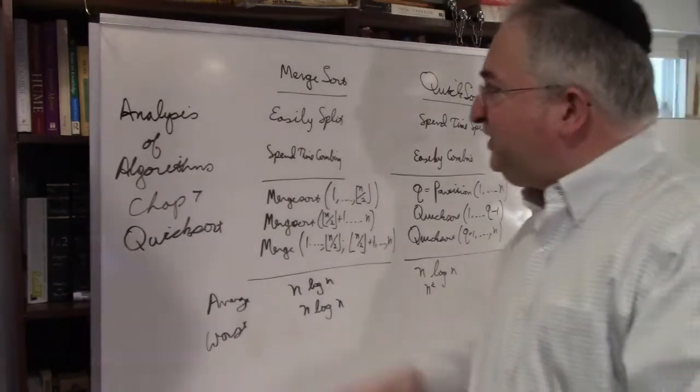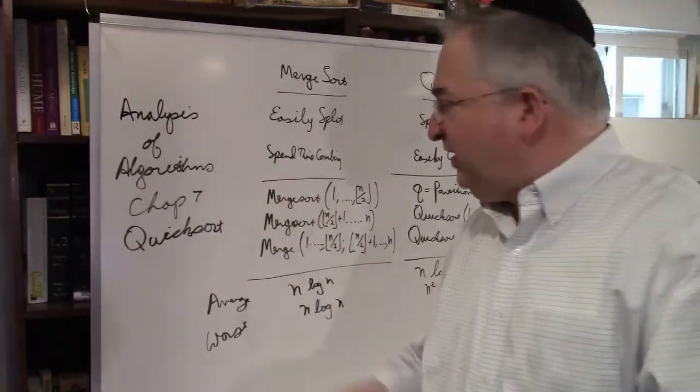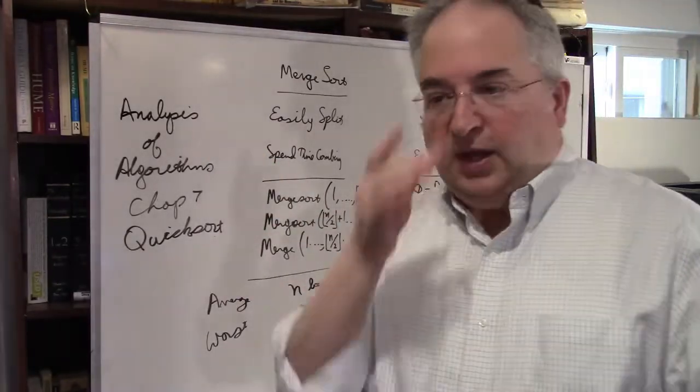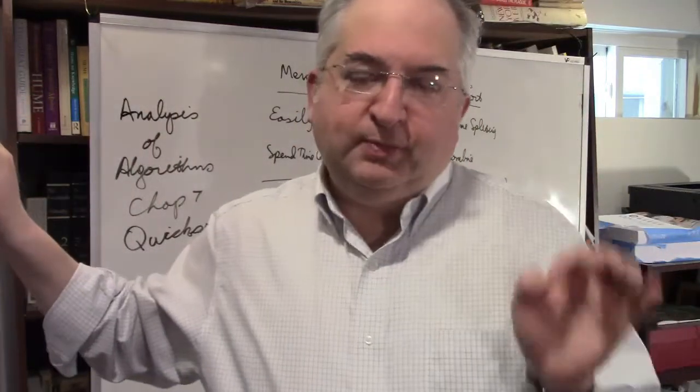Okay, this is Yanofsky. We're doing analysis of algorithms, chapter 7, which is all about quicksort. We finished heap sort, and we saw heap sort in the worst case scenario is n log n. That's very good.